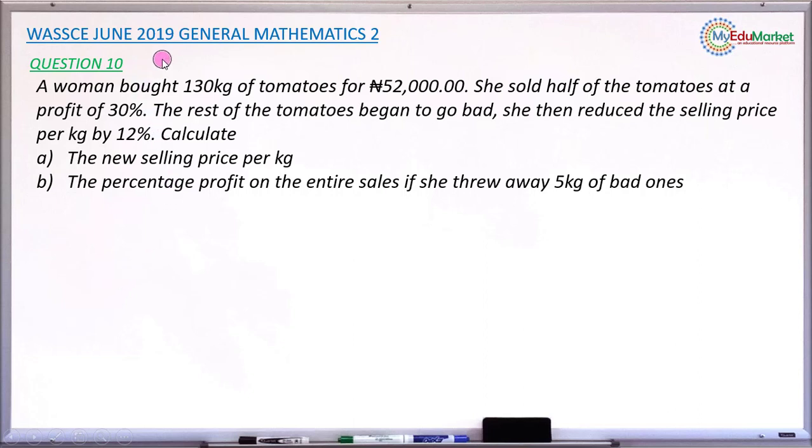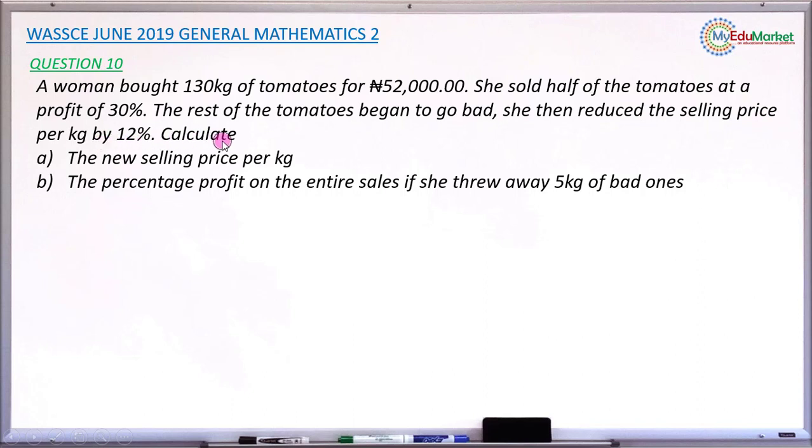This is WAEC June 2019 General Mathematics Paper 2, and we are answering question number 10. The question reads: a woman bought 130 kilograms of tomatoes for 52,000 naira. She sold half of those tomatoes at a profit of 30%. The rest of the tomatoes began to go bad. She then reduces the selling price per kg by 12%.